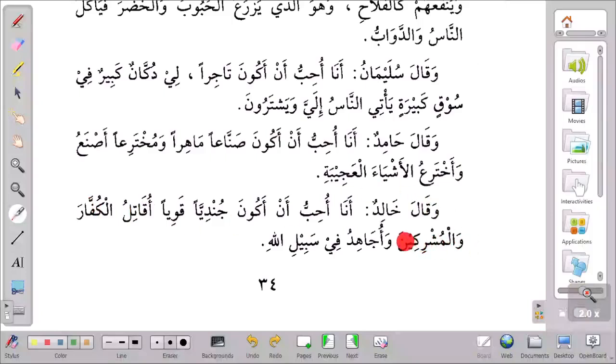Wal mushrikeen, and the mushrikun, the idolaters. Wa ujahidu fi sabilillah, and I'll be striving on the path of Allah. The verb here is jahada. Jahada is to strive. When you put in your utmost effort, you strive. That's what we call jahada. The noun is jihad. So ujahidu fi sabilillah, and I'll be striving on the path of Allah. So that is what Khalid says.